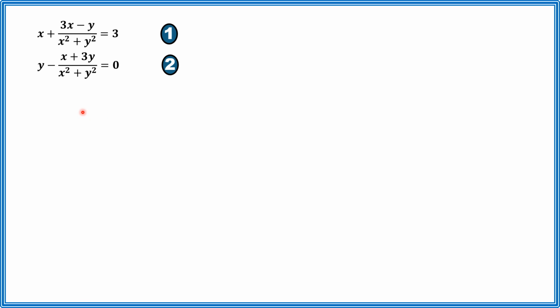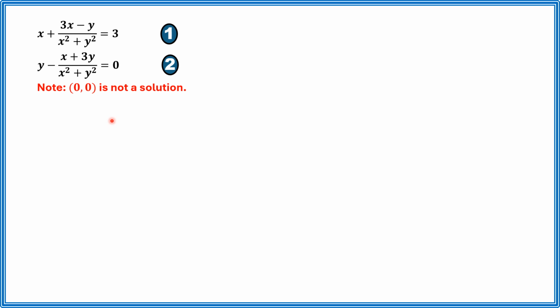Here we have to note that x and y cannot be 0, because if we take x and y both 0, then these terms in both of the equations will be of indeterminate form, and so (0, 0) is not a solution.